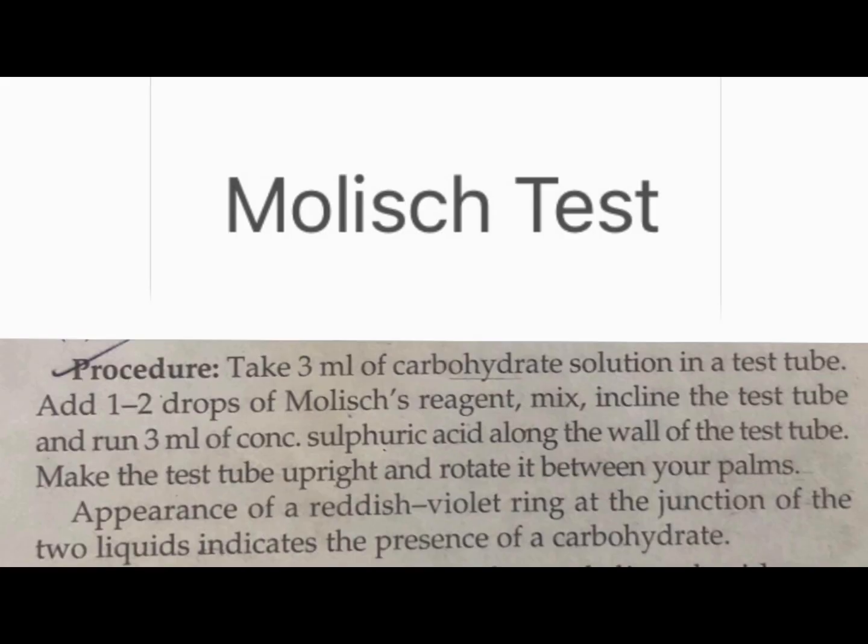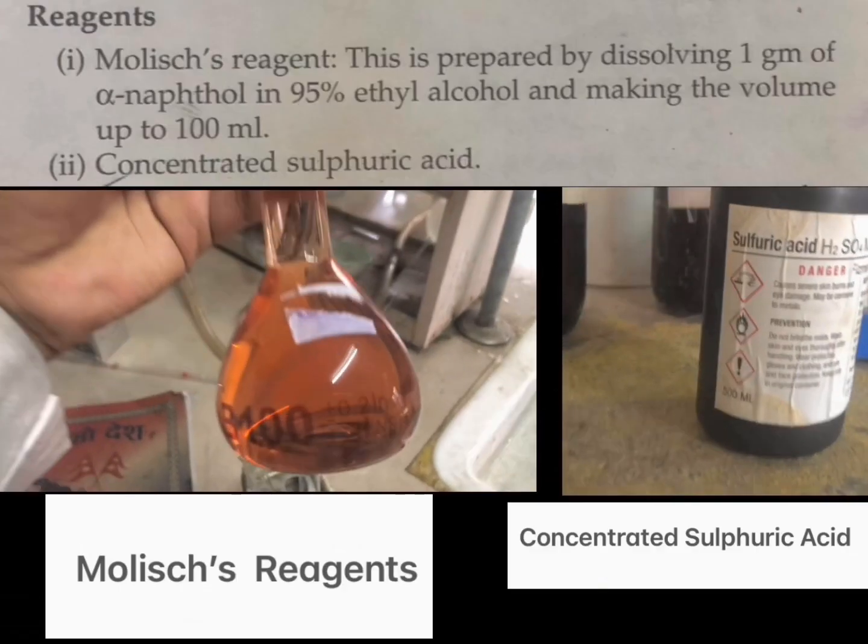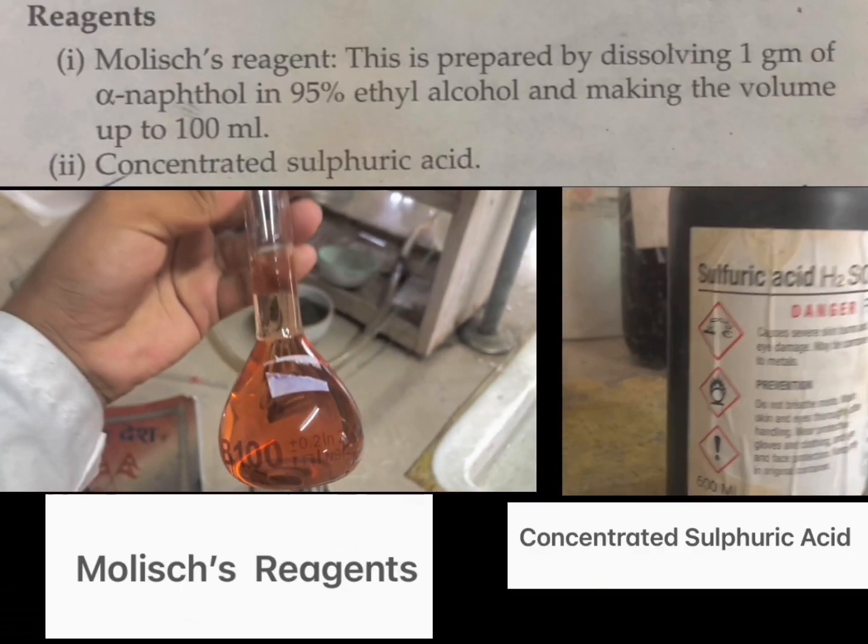Take 3 ml unknown sample plus 1 to 2 drops of Molisch reagent. Later we will discuss how Molisch reagent is prepared. And add 3 ml of H2SO4. Here you can see how the Molisch reagent is prepared.